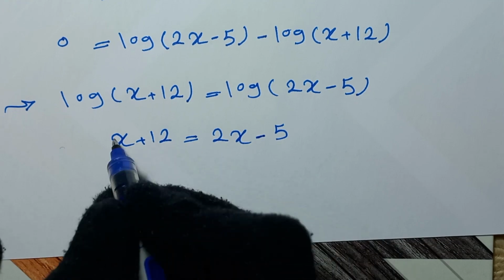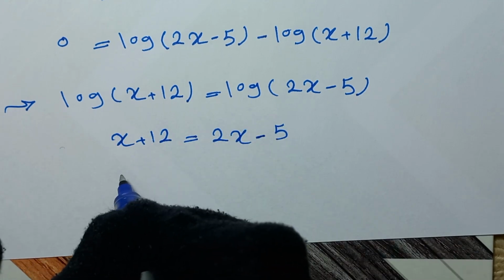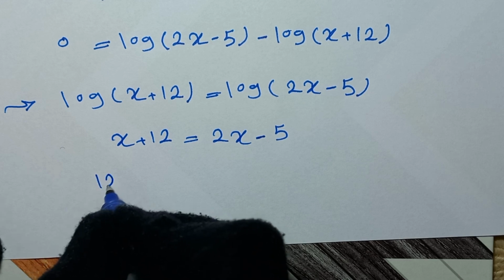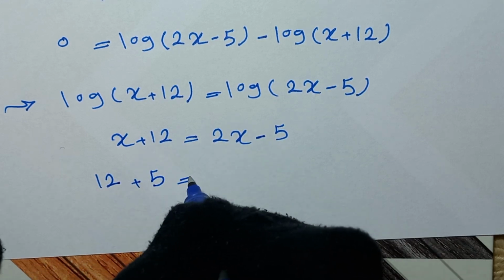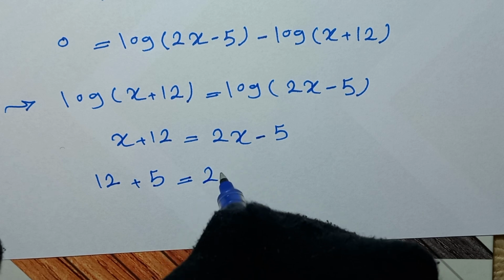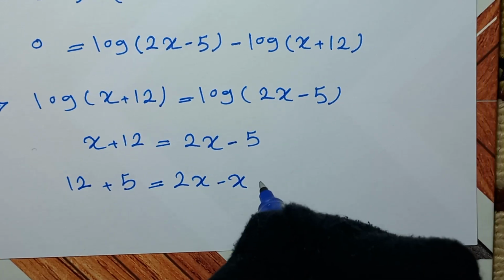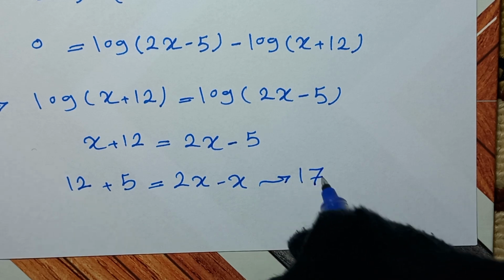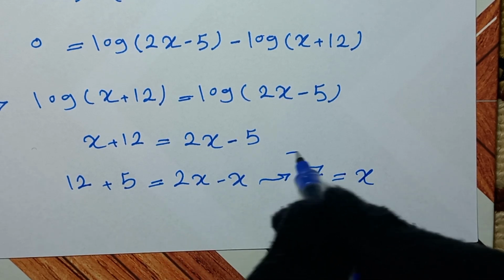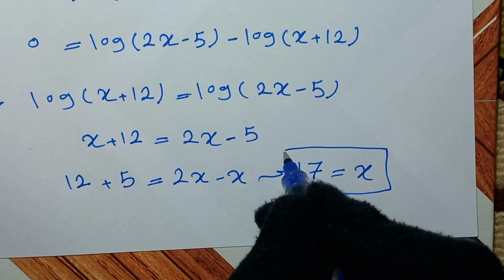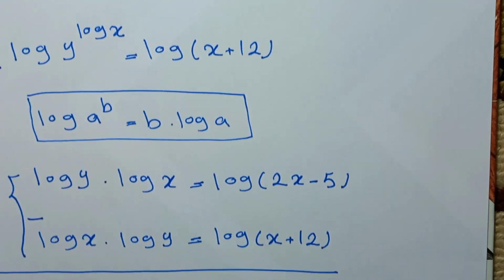So here we take this x to this side and this negative 5 to this side. It will be 12, negative 5 to this side will be positive 5, is equal to 2x, take this x to this side, minus x, and from here 17 is equal to 2x minus x, which is x.